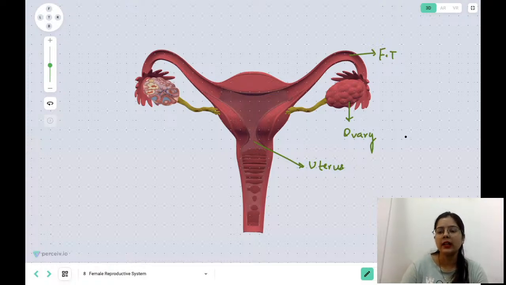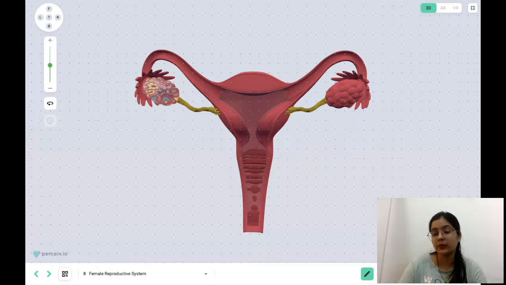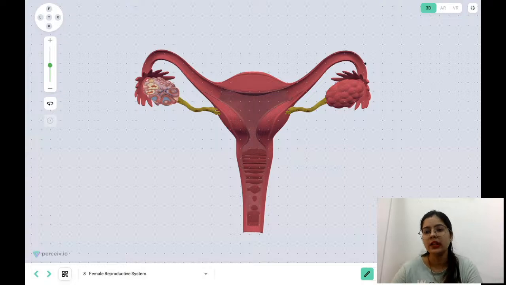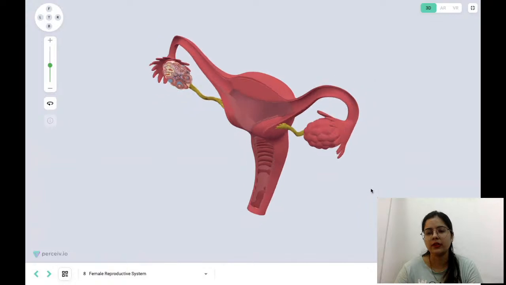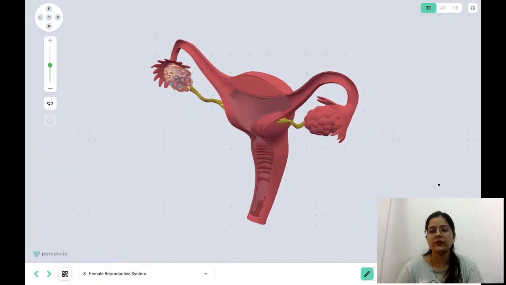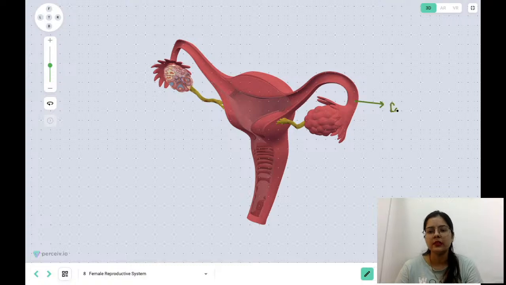All right. Now one thing which is actually very, very important: the first component of the fallopian tube, I just flip this model a little bit like this. So the first component of the fallopian tube is your infundibulum. So this becomes your infundibulum.